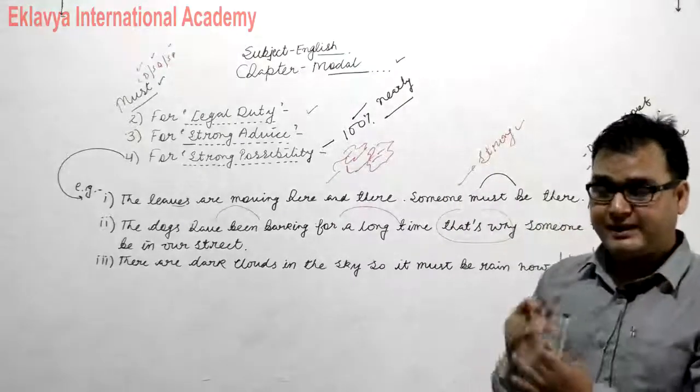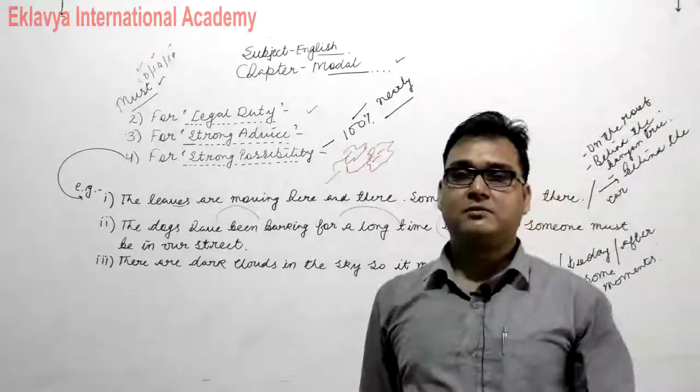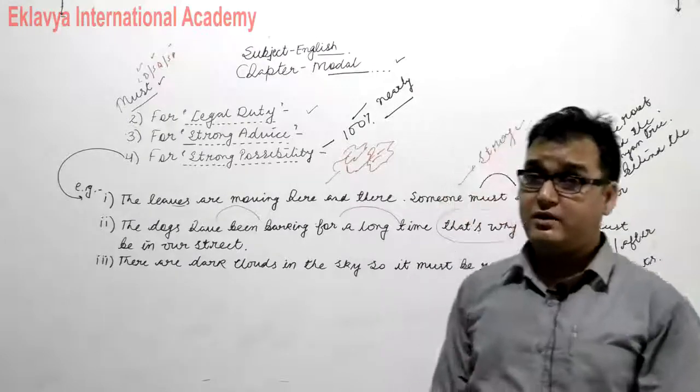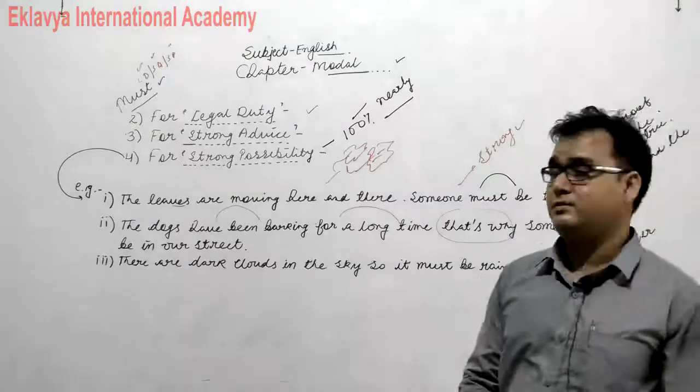But these kinds of examples basically speak about strong possibilities. Where you say strongly that this will definitely happen, there you should use only the must model. Okay.